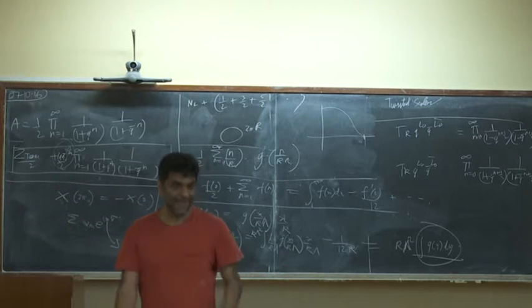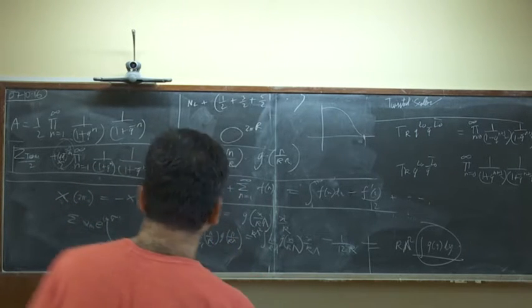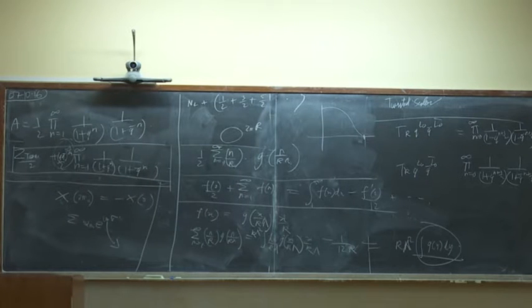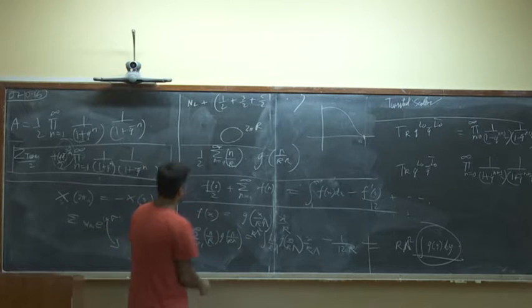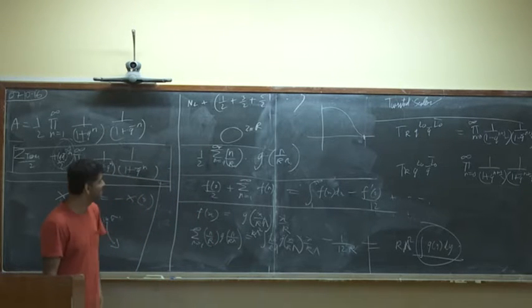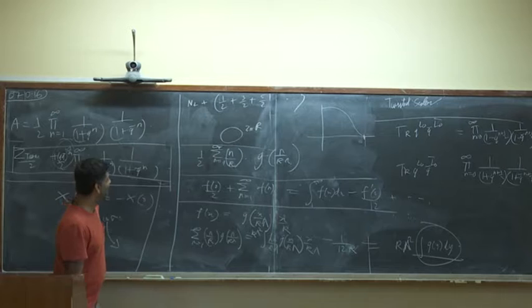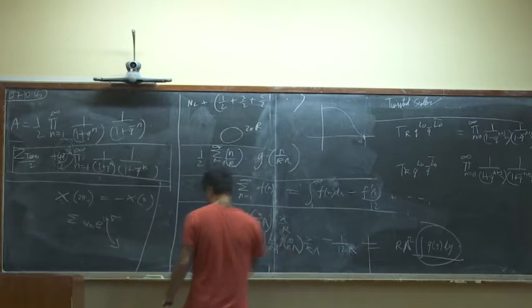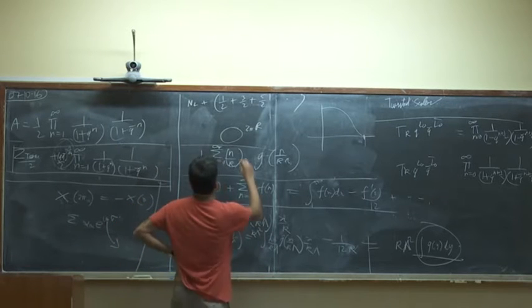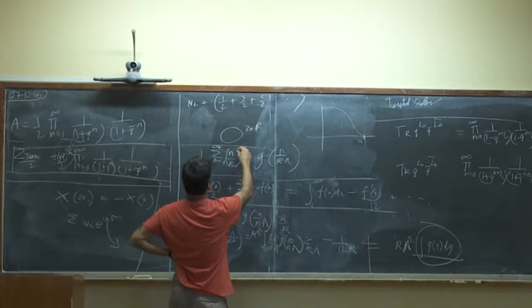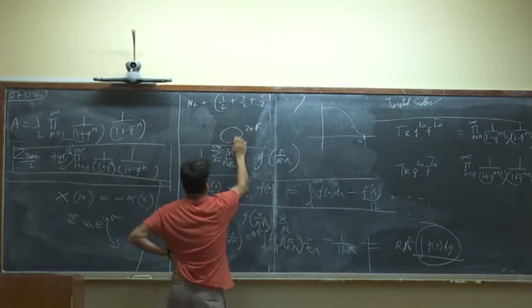Okay? Now, what we're going to do is to modify this calculation to make it relevant to what we are actually trying to compute. Okay. So, what do we want? We want n minus... Okay. Let me just write it again.